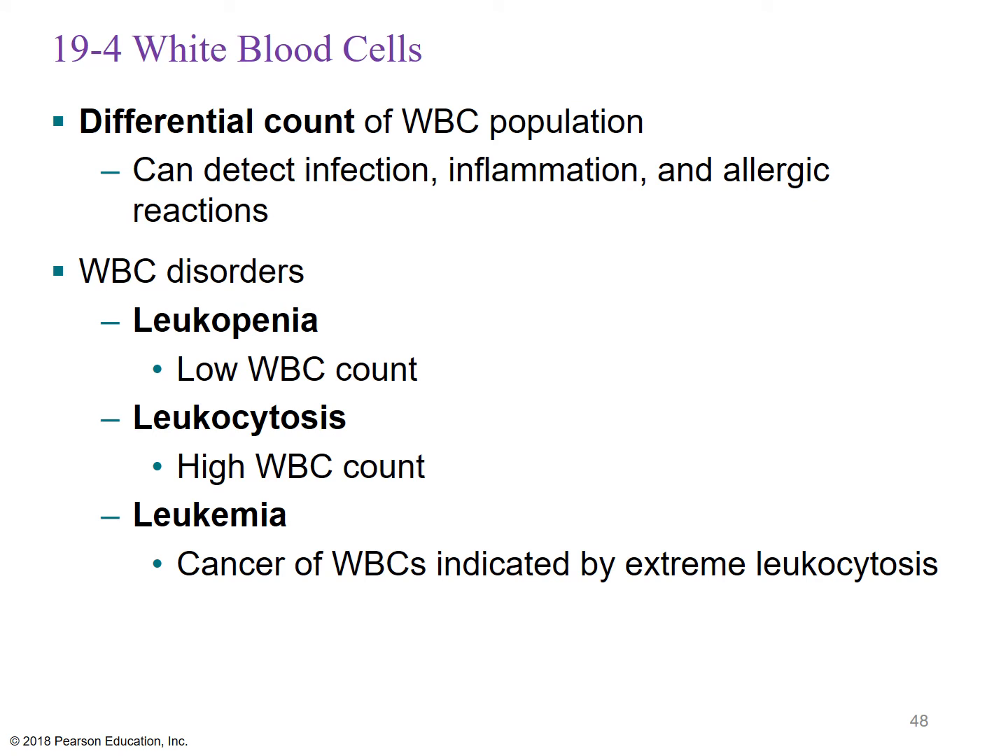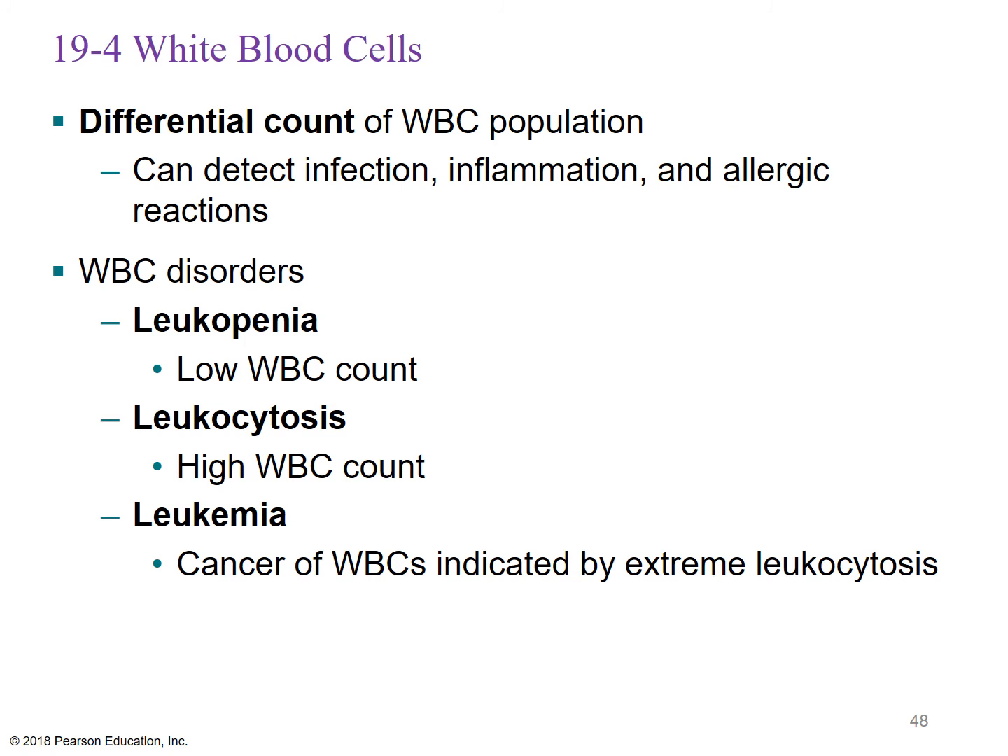The differential count of the white blood cell population means that we can detect infection or inflammation or allergic reactions because we're going to break down the various different types of white blood cells into how many are there actually within the sample. That's a differential count. We separate out how many neutrophils, how many eosinophils, how many basophils, etc. because each one of those white blood cells is going to have their own particular function. So if we see a high or low count on the different types of white blood cells, then we can kind of go and figure out what could potentially be going on.